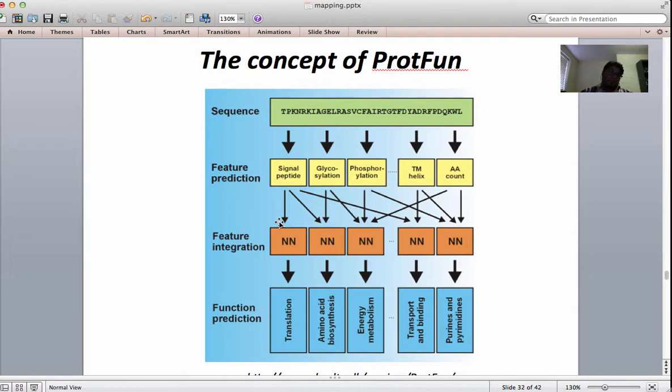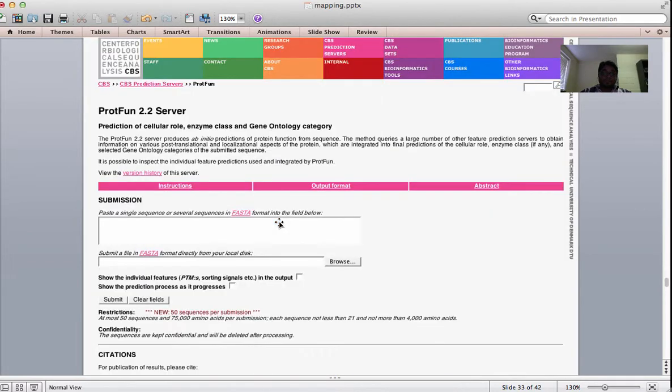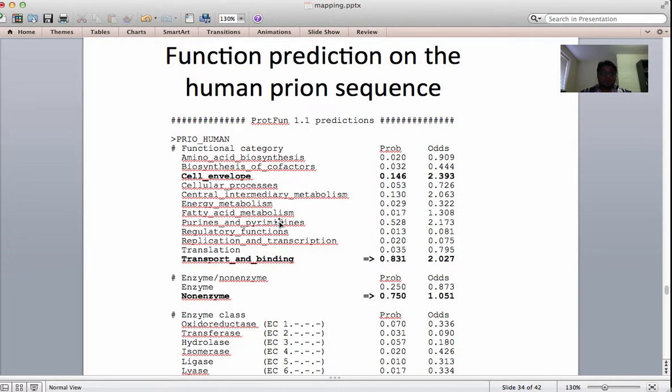So first you give an input sequence, then it does a feature prediction of the sequence, then it integrates the results into a neural network, and then it predicts the functions for you. This is the ProFunc server. It's quite popular, and it's pretty good also. And these are the results of ProFunc.